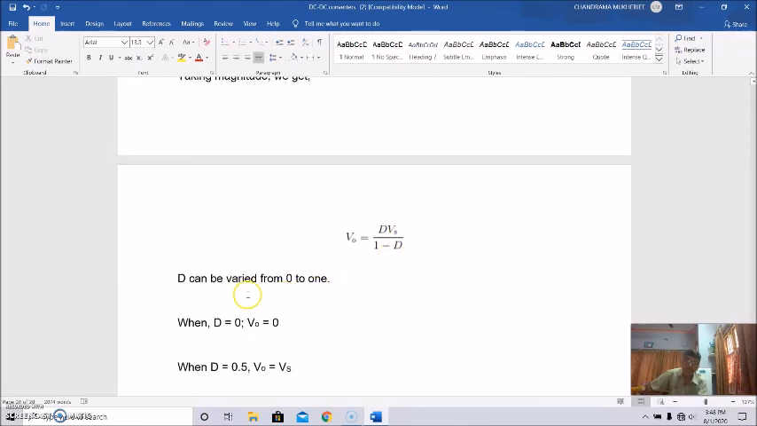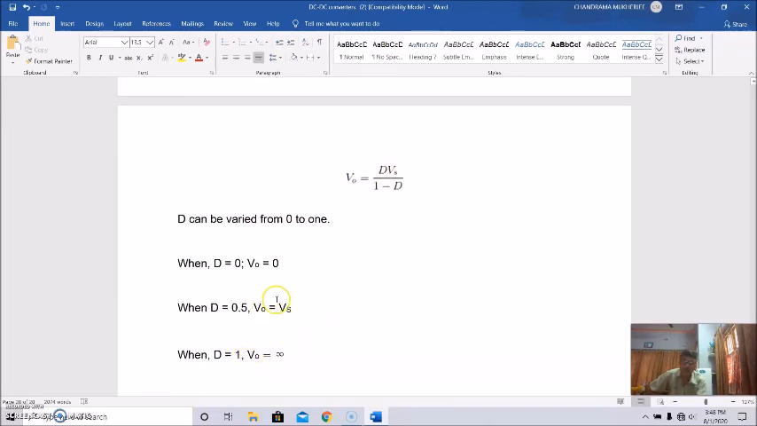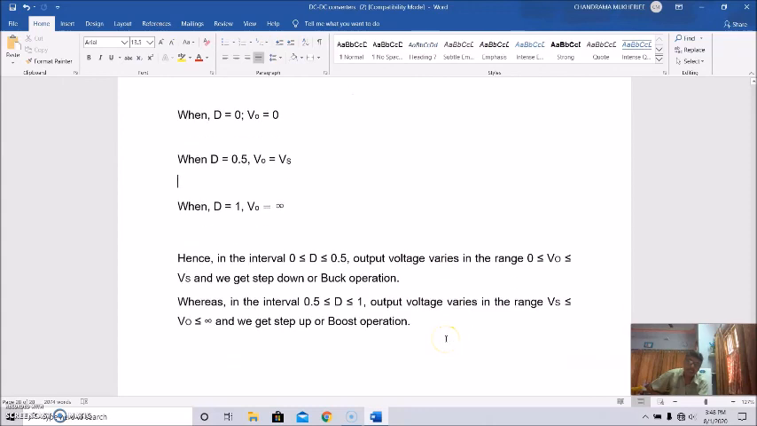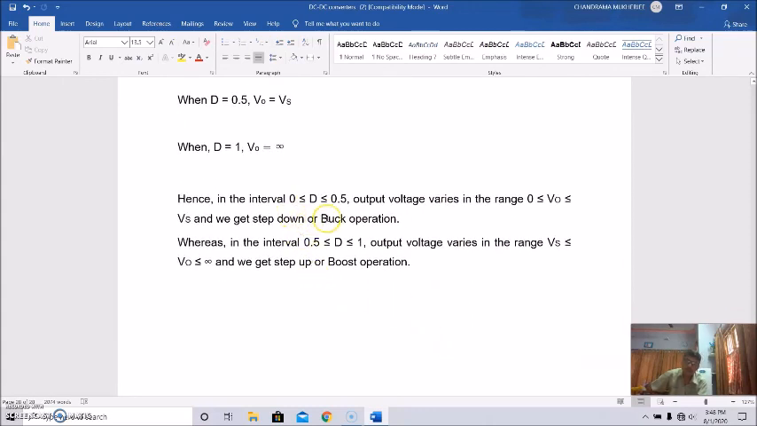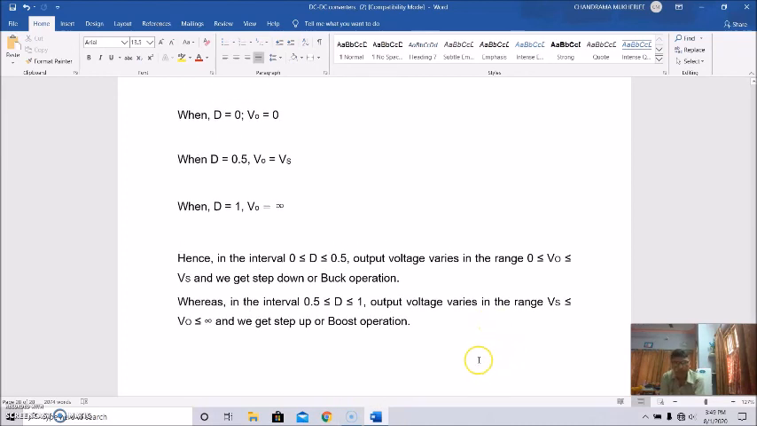Now D varies from 0 to 1, and as a result when D equal to 0, output voltage equal to 0, when D equal to 0.5, output voltage equal to the source voltage, and when D equal to 1, output voltage is infinity. So it is clear that for duty cycle D from 0 to 0.5, output voltage varies from 0 to source voltage, and we get the step down or buck operation. Whereas in the interval 0.5 to 1, output voltage varies in the range Vs to infinity, so we get step up or boost operation. So that's all about this buck boost converter or step up step down chopper.